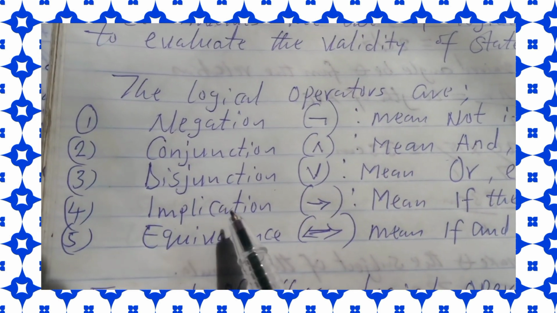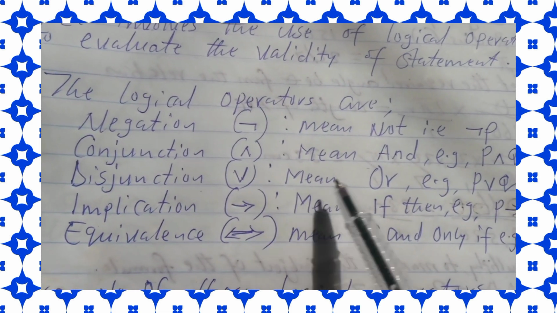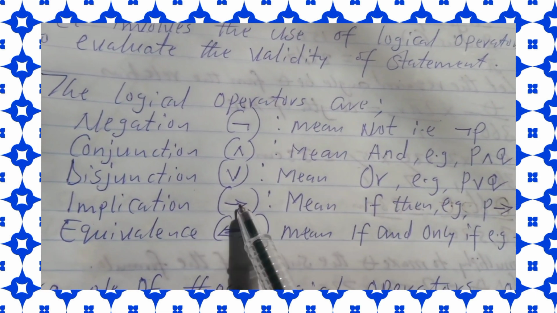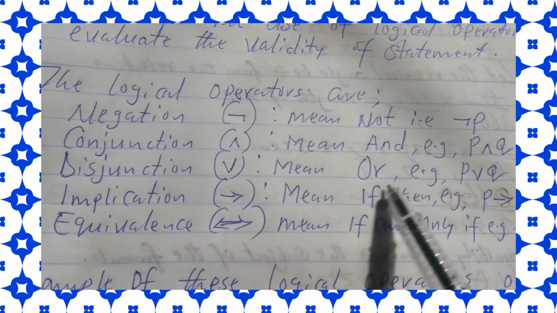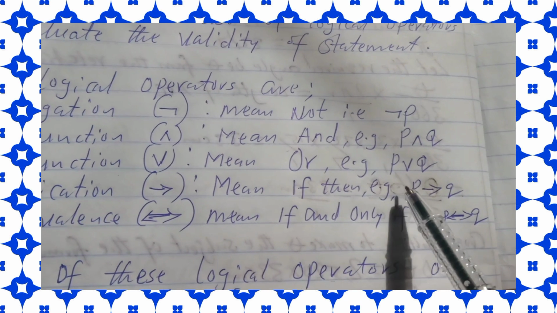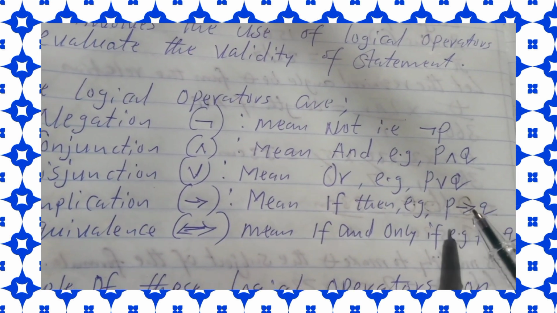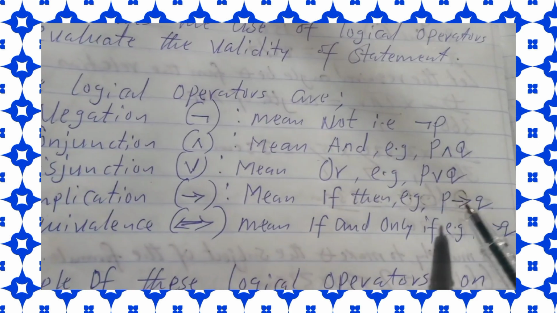Number four, we have the implication. The implication simply means if then. This sign simply means what? If then. And you can see where I wrote it here. If you are considering P, then Q. P, if then Q. So this symbol simply means if then.